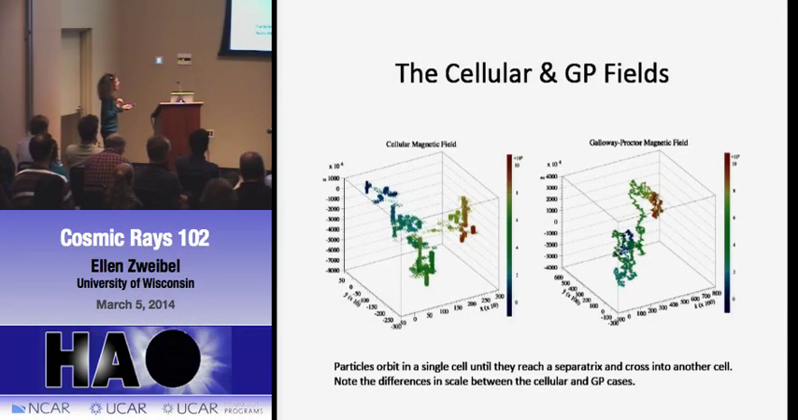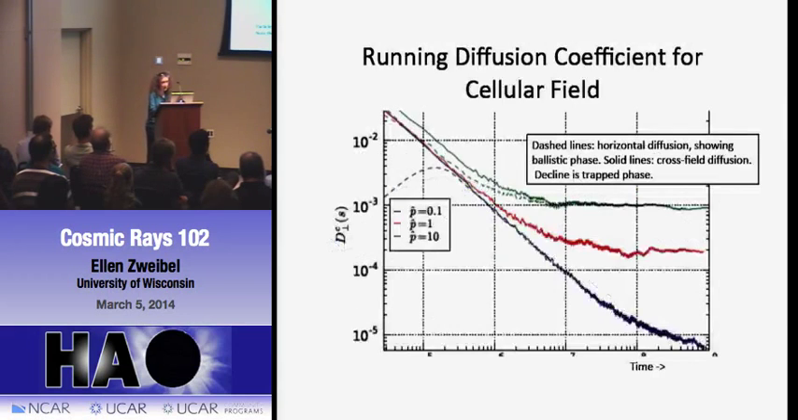And in the Galloway-Proctor model, this is even more pronounced. So this is a different scale. This is times 100, and we're going out to 800. So the particles will be trapped for a little while, but they're crossing field lines very, very efficiently. So what do the running diffusion coefficients look like?